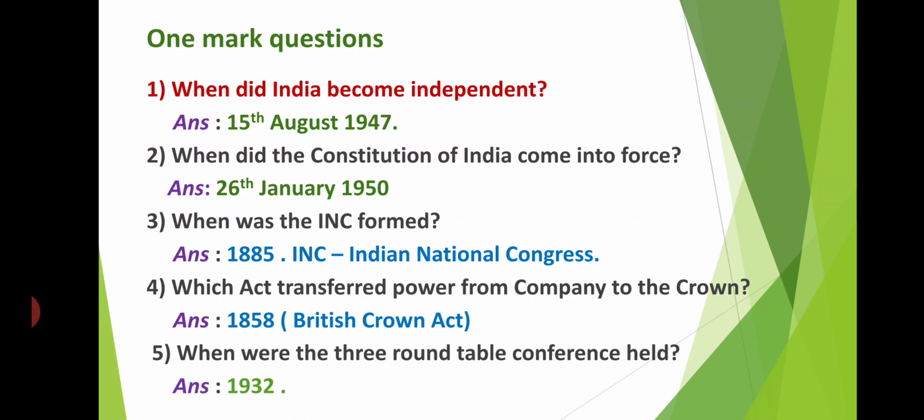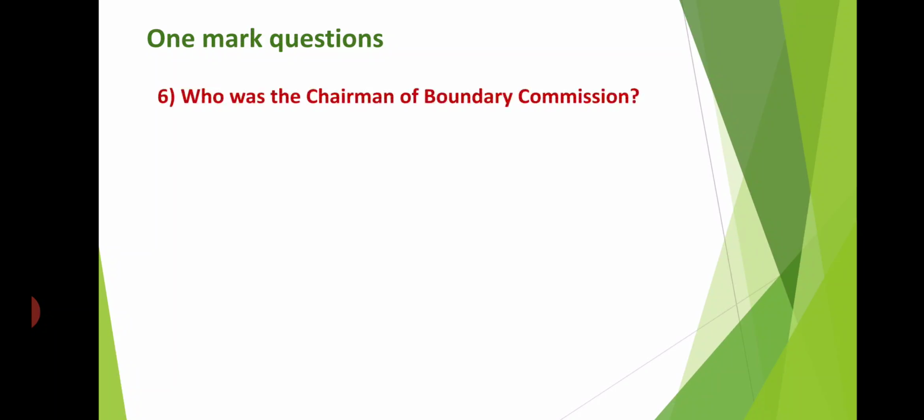Okay, I am only discussing here the most important questions in political science unit number one. These are the very most important questions. Now I will continue with the 1 mark questions. So the sixth one is, who was the chairman of the Boundary Commission? This is also most important from the point of view of examinations.